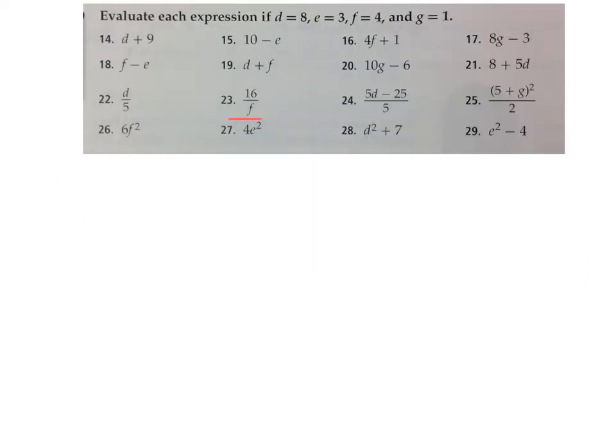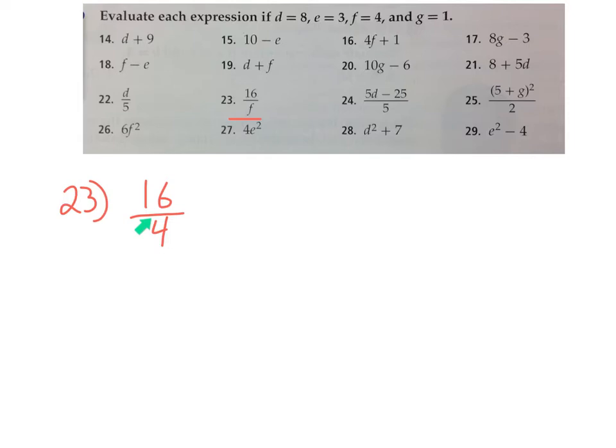Next, let's look at number 23 here. So we see 16 with the fraction sign over f. So I look up here and f equals 4. So the first thing I'm going to do is write my number down just like this. So 23, it's number 23. And I'm going to write down 16. So I'm writing the problem out. Now I know f equals 4, so I'm going to place 4 in there.